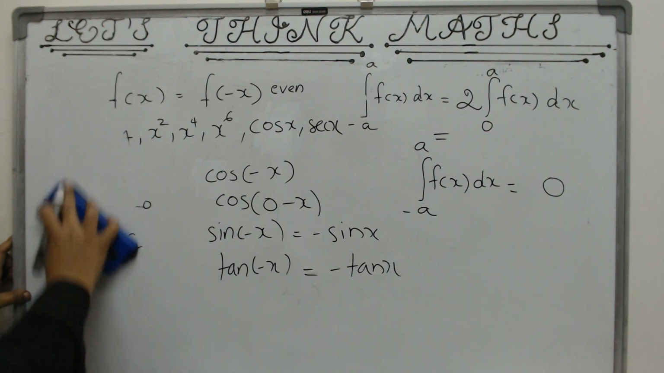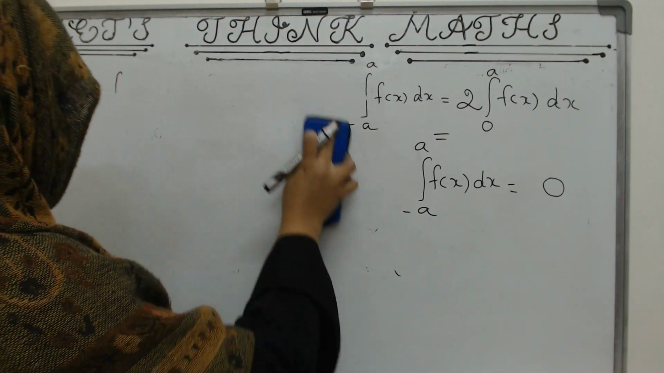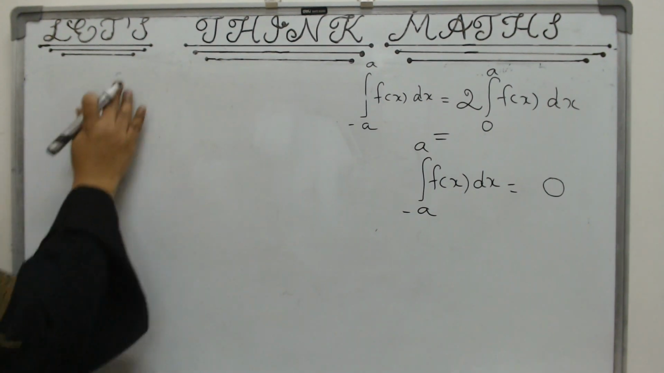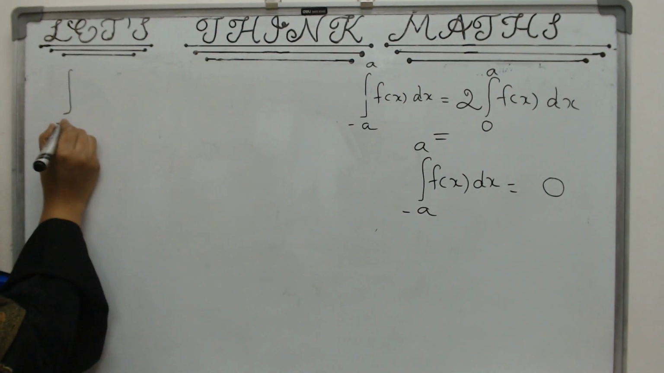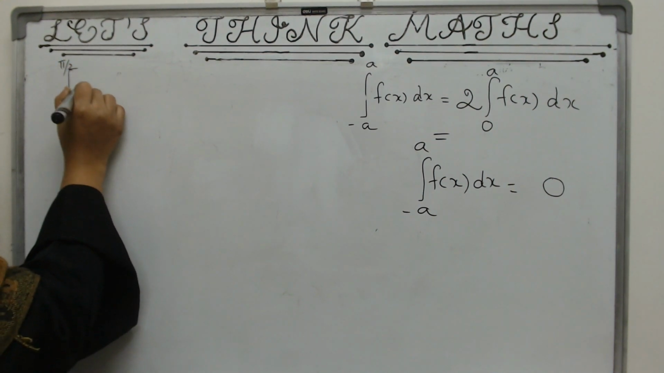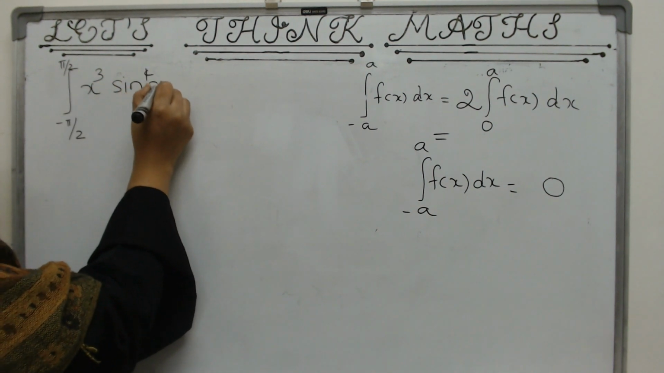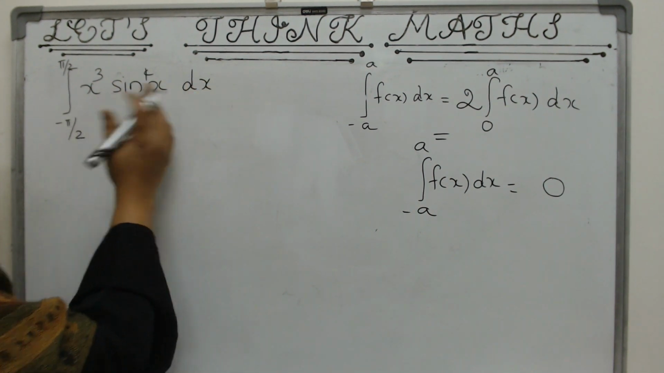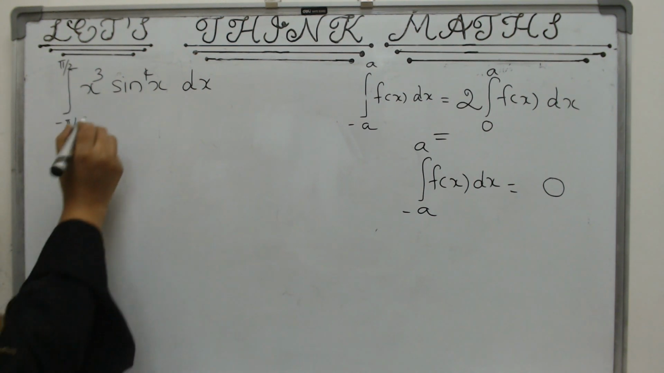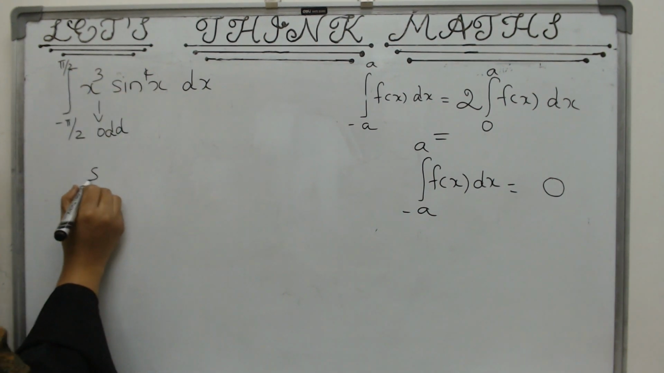So this brings us to the product of odd and even functions. If you find the product of two odd functions, what happens? Let us see. Suppose you have the integral from minus pi by 2 to pi by 2 of x cube sine raised to 4x dx. So how does this behave? Look at x cube. What is x cube? It is an odd function. What about sine raised to 4?